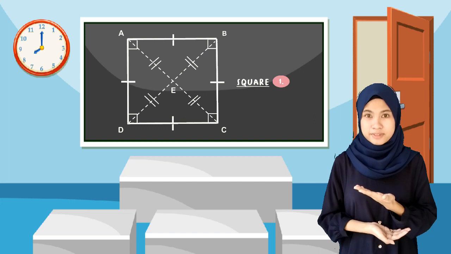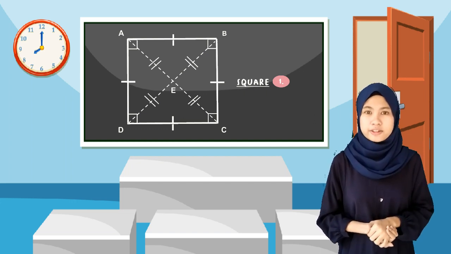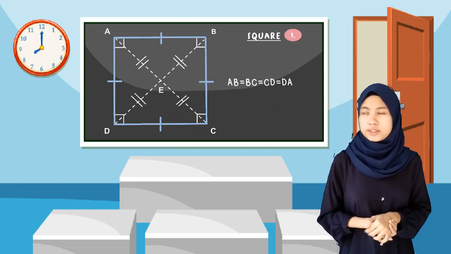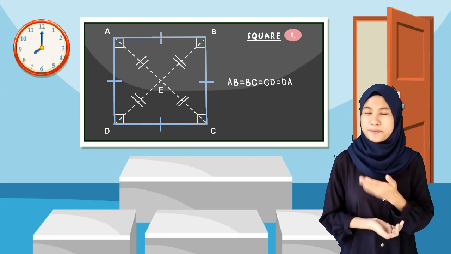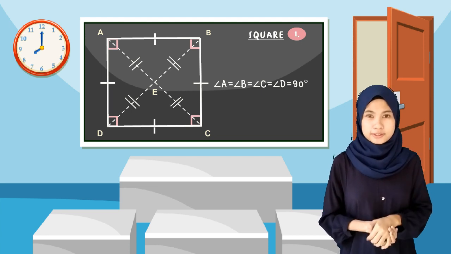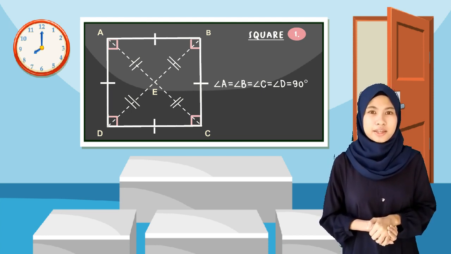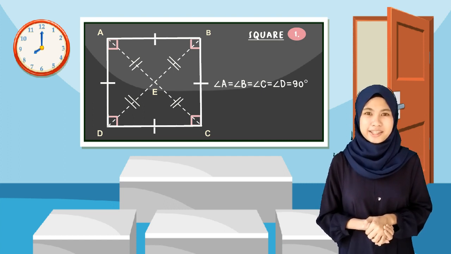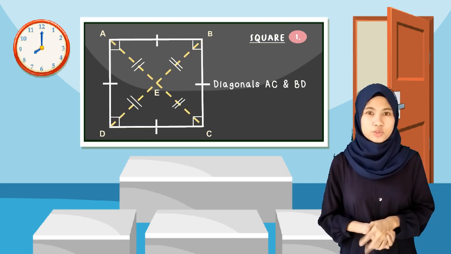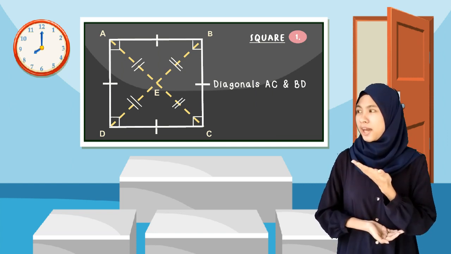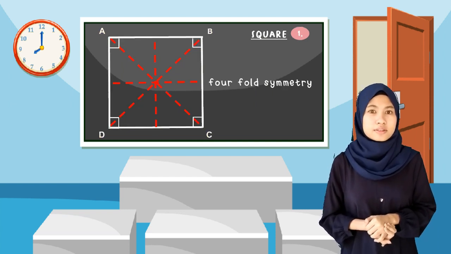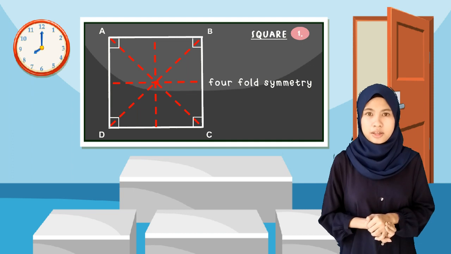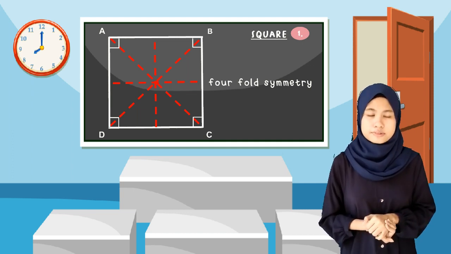What is a square? A square is a two-dimensional figure with 4 sides and 4 angles. All its sides are equal: AB equals BC equals CD equals DA. A square has 4 equal angles: angle A equals angle B equals angle C equals angle D equals 90 degrees. A square has two diagonals, AC and BD, which intersect at point E. A square has the horizontal as well as the vertical fold symmetry, and the diagonals will also be fold symmetry.